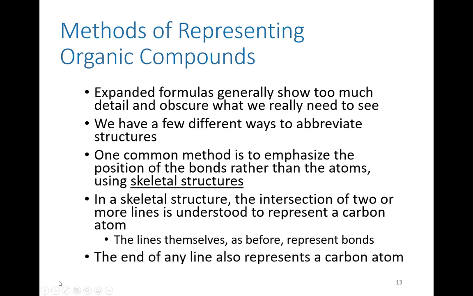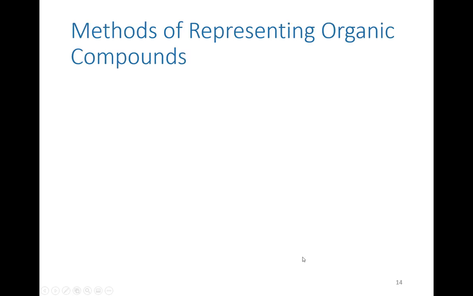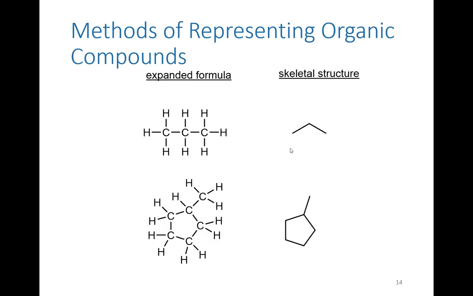So wherever any 2 lines intersect is understood to be a carbon atom, and the end of any line is also understood to be a carbon atom. So let's take a look at how skeletal structures work. We'll start off with a simple example, and that is propane, which we already saw as an expanded formula. We saw that propane has 3 carbon atoms, and that's going to be our focus right now, just the carbons.